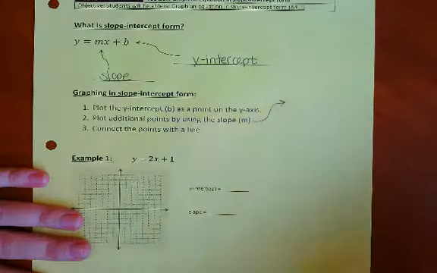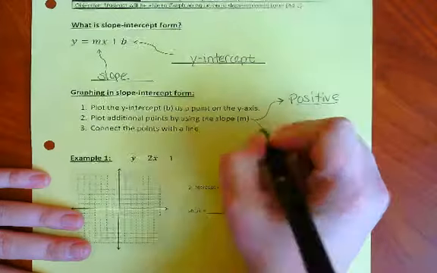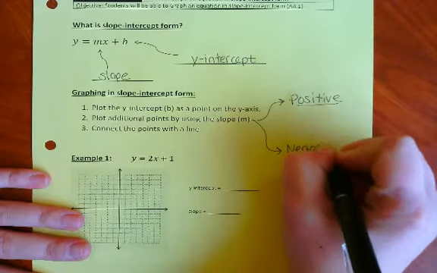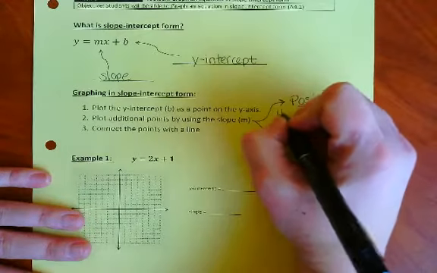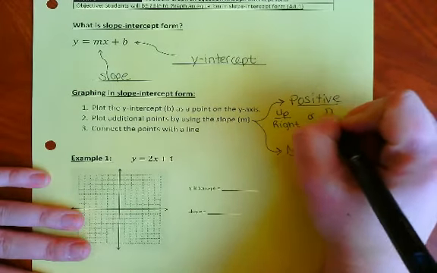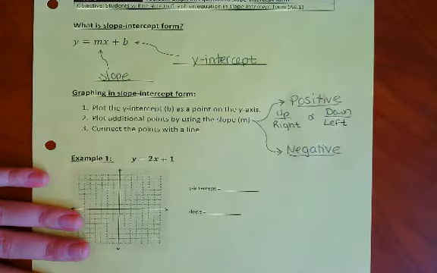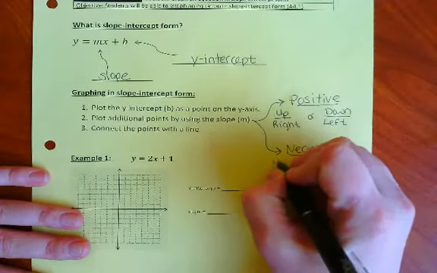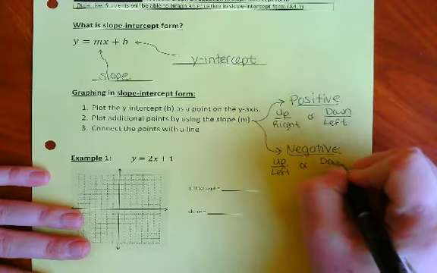So the slope can be two different things. It can be positive or it can be negative. A positive slope, you can go up and to the right or down and to the left. A negative slope, you can go up and to the left or down and to the right.